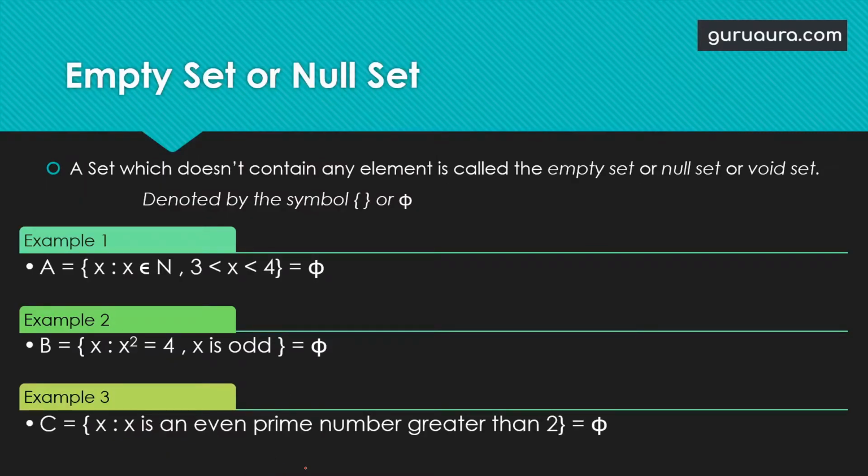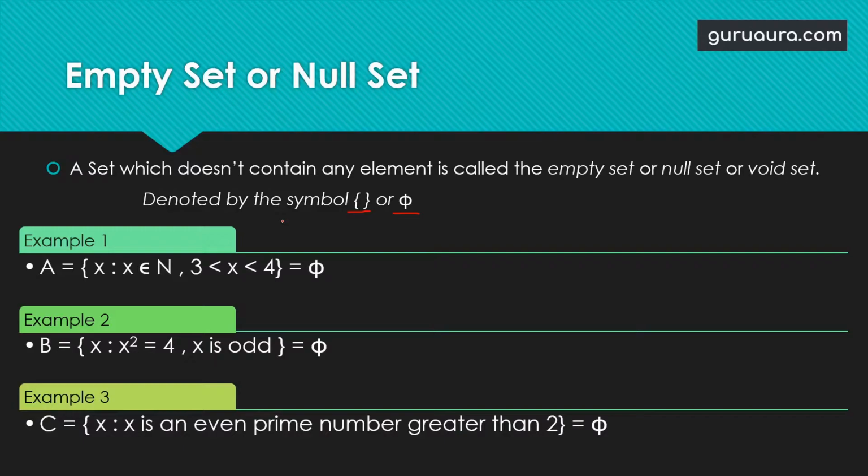Let's start our discussion. The first type is the empty set. The name itself signifies that the set is empty. So a set which doesn't contain any element is called the empty set. To represent the set, we draw empty brackets. Another way to represent such a set is using the symbol phi, which is also referred to as null set. Null means none or void or empty.